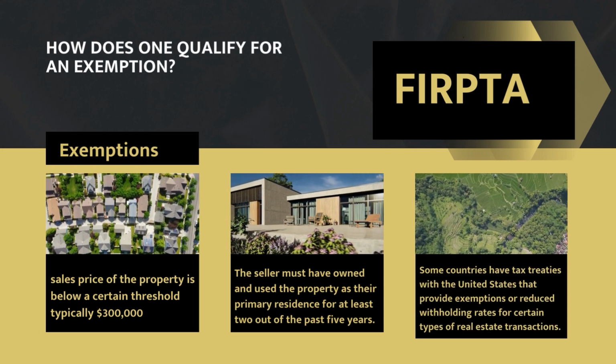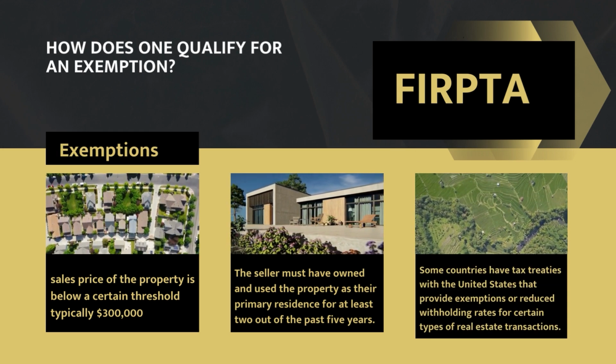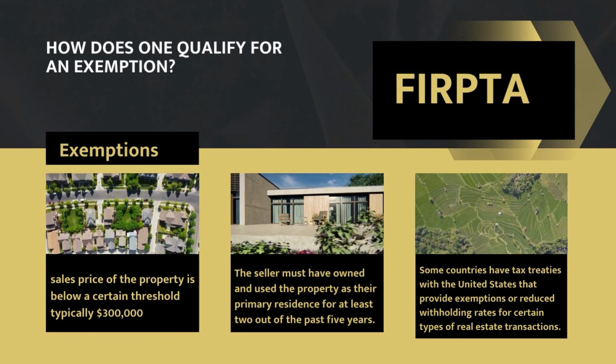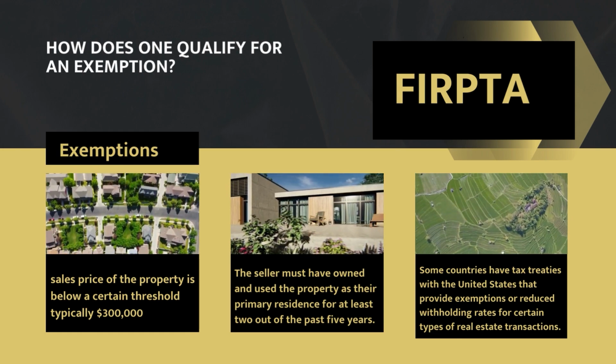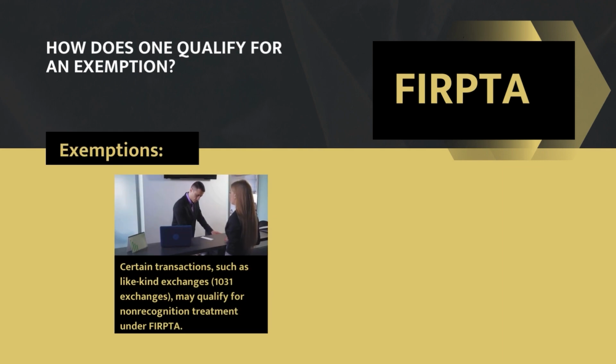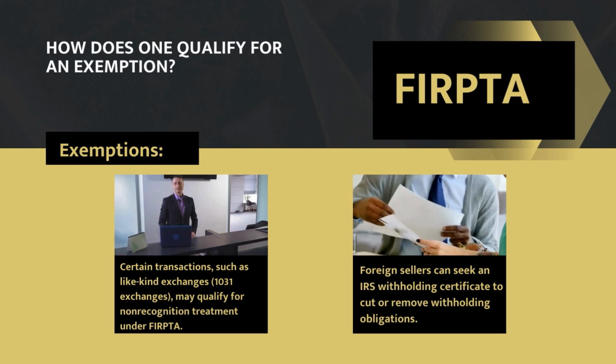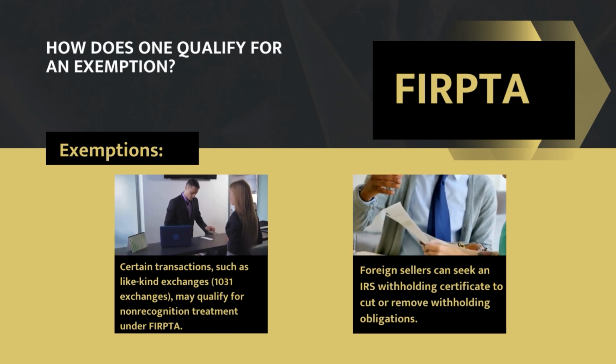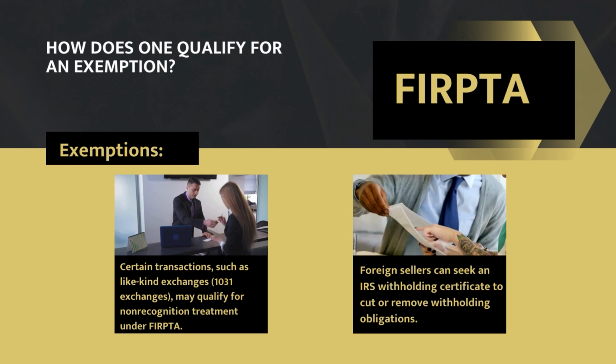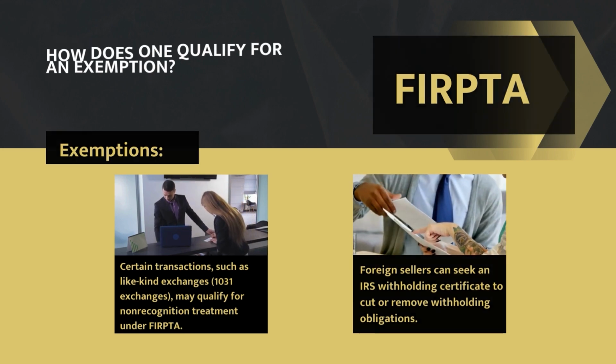Some countries have tax treaties with the United States that provide exemptions or reduced withholding rates for certain types of real estate transactions. Certain transactions, such as like-kind exchanges, 1031 exchanges, may qualify for non-recognition treatment under FIRPTA, deferring tax liability on the gain instead of immediate withholding. Foreign sellers can seek an IRS withholding certificate to cut or remove withholding obligations by demonstrating their projected tax liability and submitting relevant documents to the IRS.